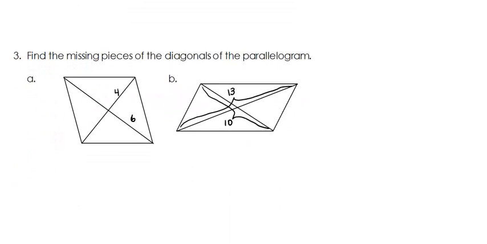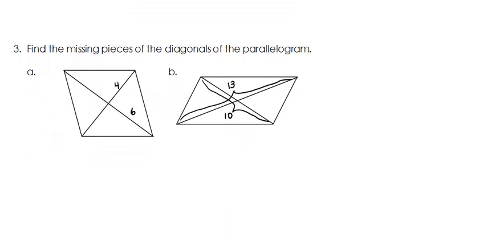Okay, next example. Find the missing pieces of the diagonals of the parallelogram. In this one, they're using the property that diagonals bisect each other. Diagonals bisect each other means they cut each other into two congruent parts. So if this part is 4, this part's also 4. If this part is 6, this part's also 6.